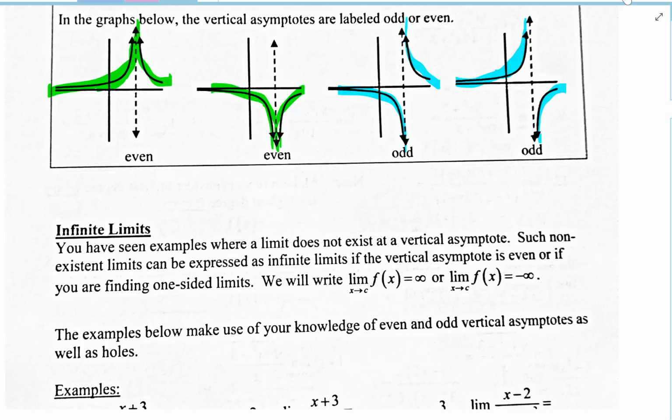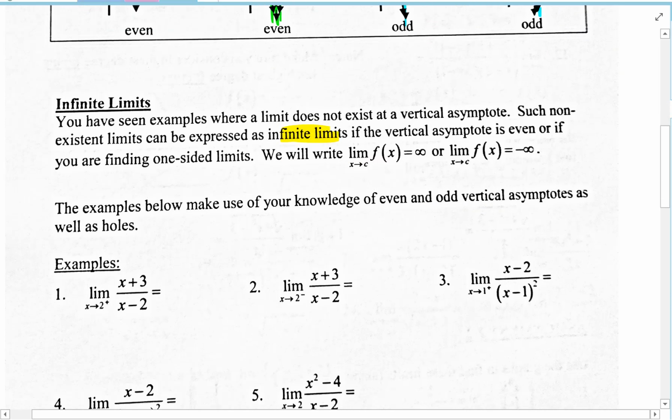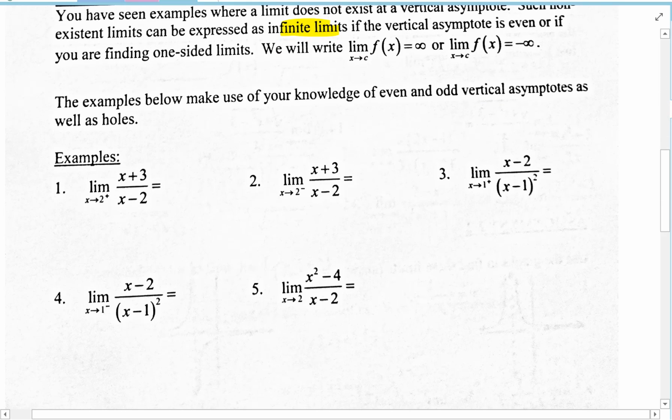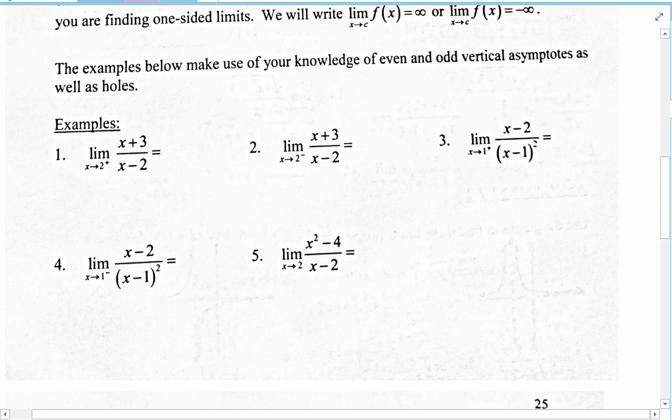You have seen limits where a limit does not exist at a vertical asymptote. Such non-existent limits can be expressed as infinite limits if the vertical asymptote is even, or if you are finding one-sided limits. We will write the limit as x approaches c of f of x is equal to infinity or is equal to negative infinity for the following. The examples below make use of your knowledge of even, odd, vertical asymptotes, and holes.